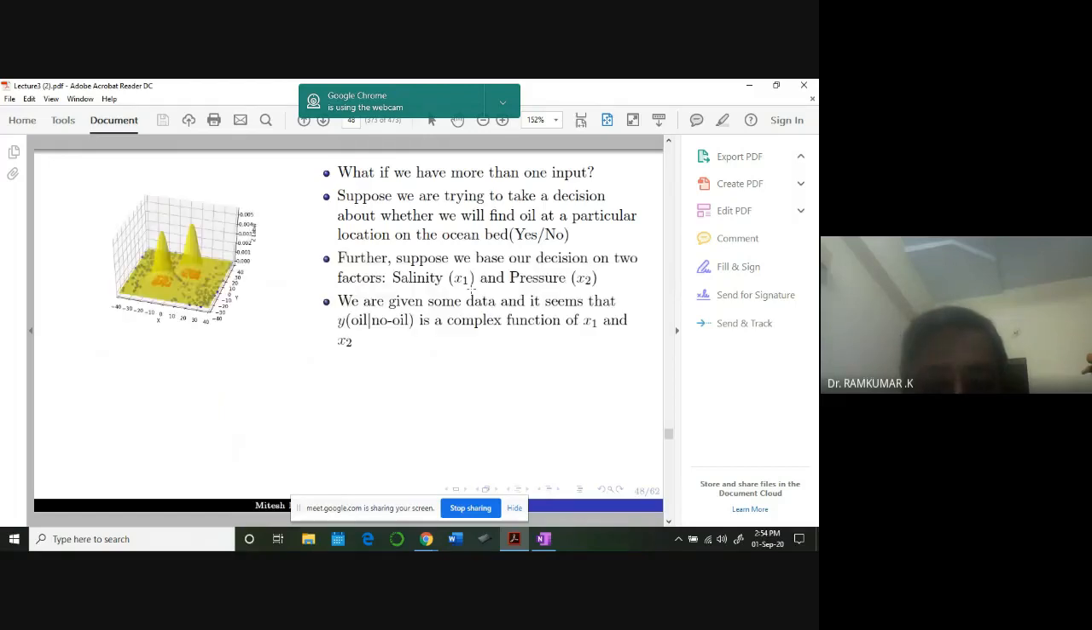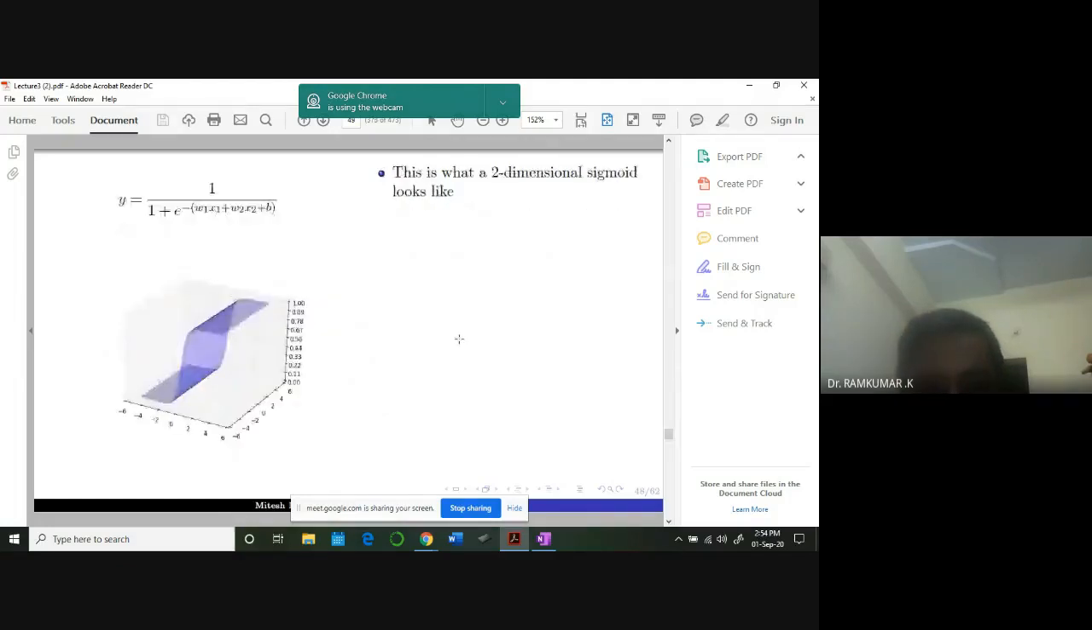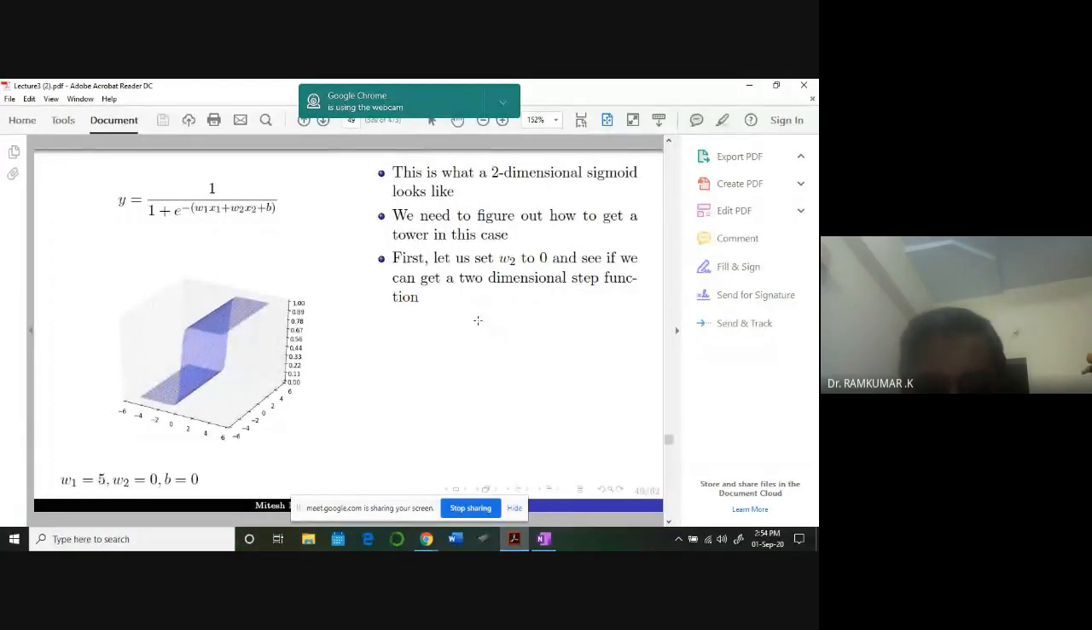Now if I am going to classify data something like this, I need to prepare towers like this. I need to develop towers like this. So that's where the idea comes. Look at this, the two-dimensional sigmoid. So I'm going to build like this. I'm changing the weight, and I'm going to get some function like this.